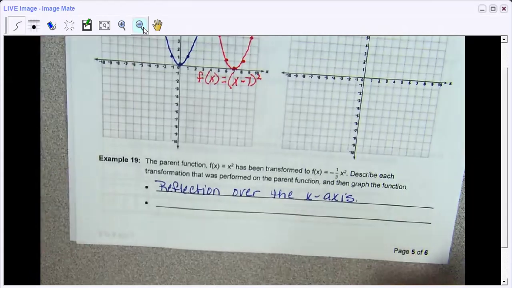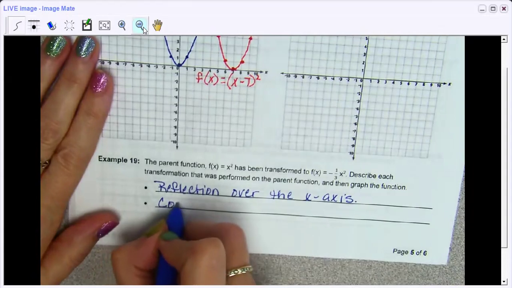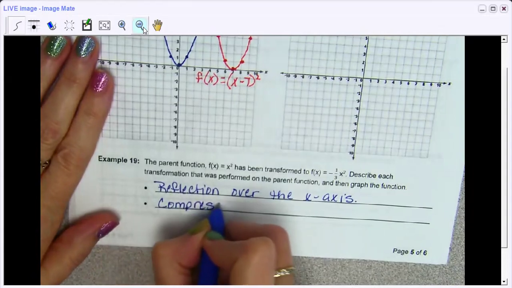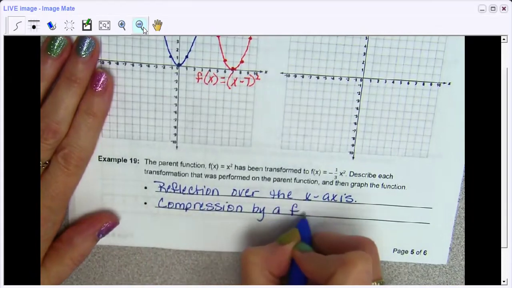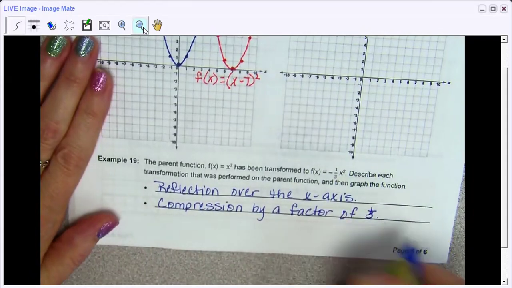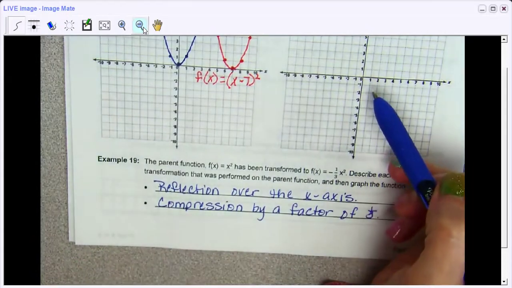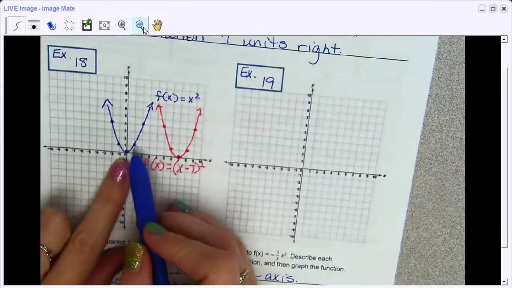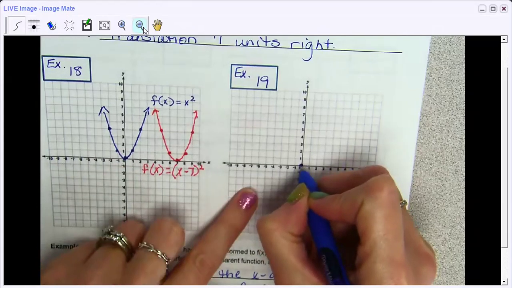And what does the 1/3 tell us? Yeah, compression by a factor of 1/3. Now, when I do my compressions and stretches, I always create a table. And so we're going to have to do that. So the first thing we're going to do is draw our parent function, and we can use the same table of values that we did before. So go ahead and draw that parent function again.